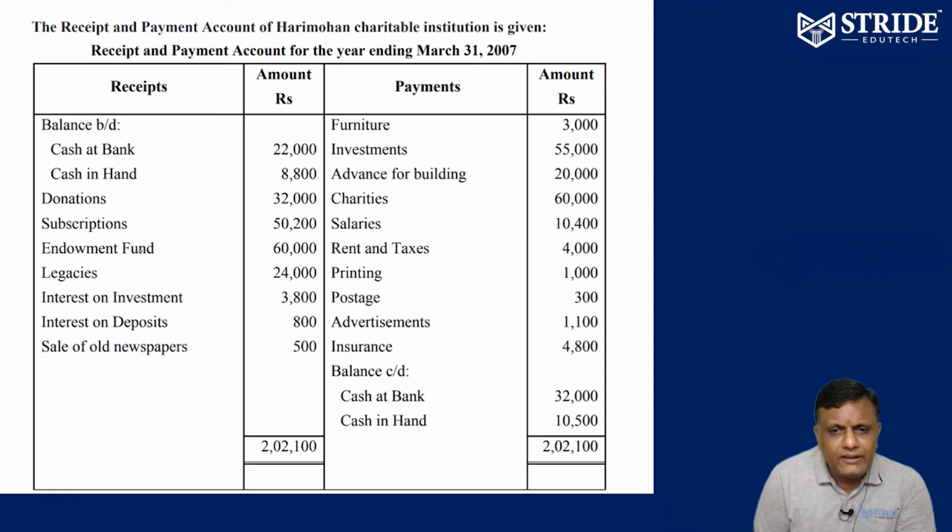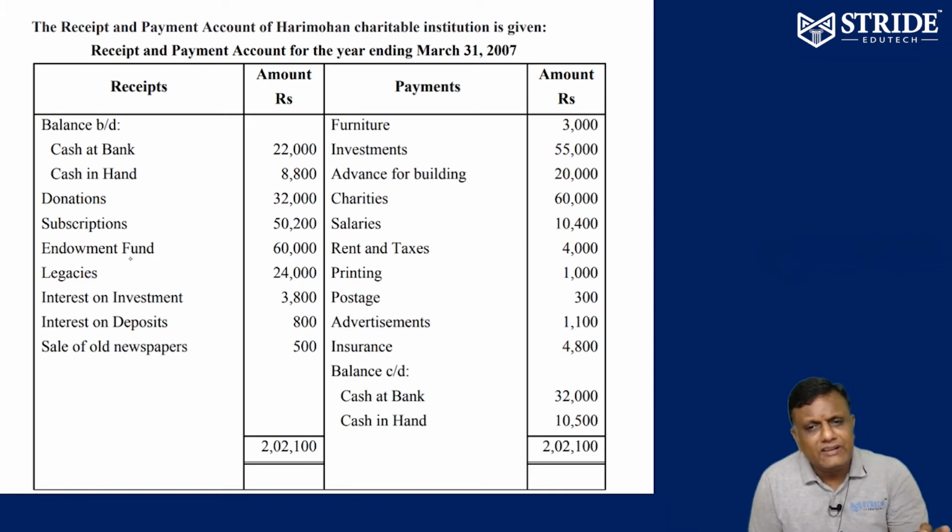Let's see the third one, endowment fund. Any fund given is always a capital receipt. It is to be spent for a particular purpose only. You should not use it for general purposes. Therefore, the endowment fund of 60,000 is a purely liability item, not an income portion. I am going to omit this.